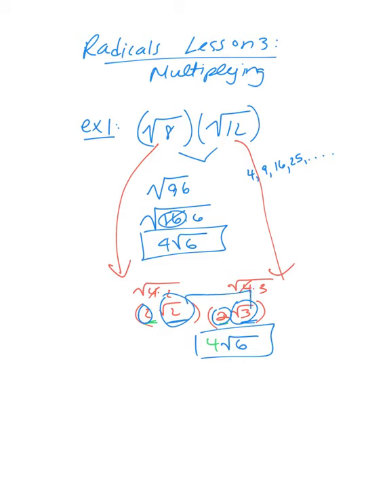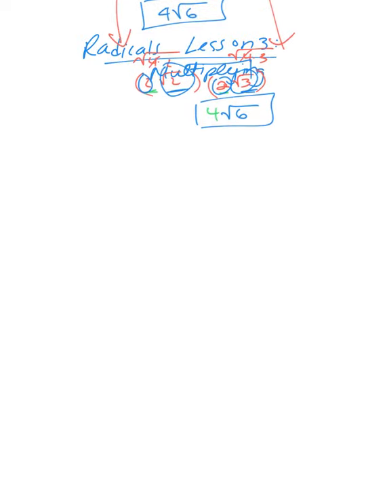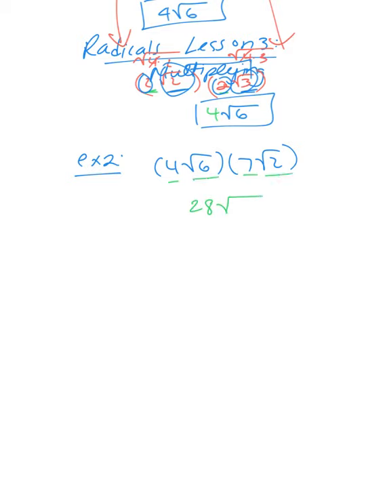Okay, here's another example. Example 2. If you have 4 radical 6 times 7 radical 2, in this example, you don't have the option of simplifying first. So you have to multiply the rational outsides. 4 times 7 is 28, times the irrational inside numbers. The square root of 6 times the square root of 2 is the square root of 12.